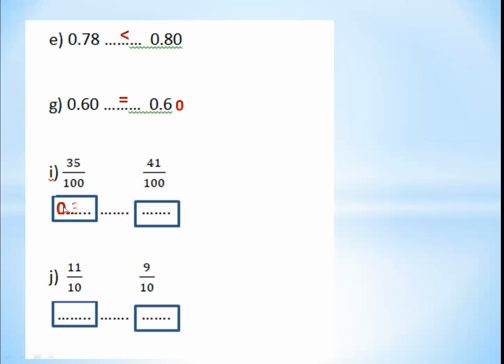35 hundredths. We will write it in decimal form. 41 hundredths. Which one is greater? Yes, 41. Here we have 1.1 and here we have 0.9. Here 1 as whole and 0 as whole. So which one is greater? 1.